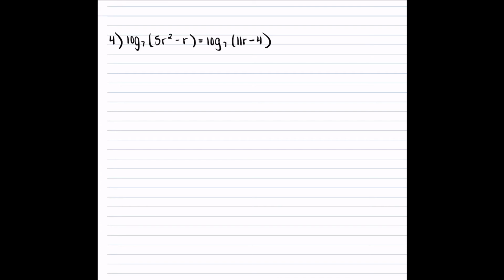Alright, if we take a look at number 4, right away, without even condensing, we can see that because they have similar bases, we can set these two equal to each other. So we got 5r squared minus r equals 11r minus 4. Let's get everything to one side so that we can form our quadratic, equals 0 always. Alright, now we're going to factor again. Kind of what I said like last problem, it's just a guess and check for me. I know 5 and 1 have to equal 5.